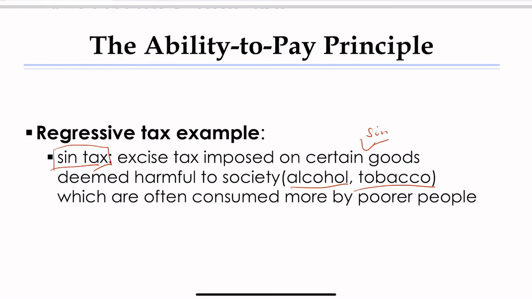The reason is that generally alcohol and tobacco are consumed by poorer people, so they have lower income. However, to purchase these goods, they have to pay higher tax. So in this case, you can see that this is an example of a regressive tax system.